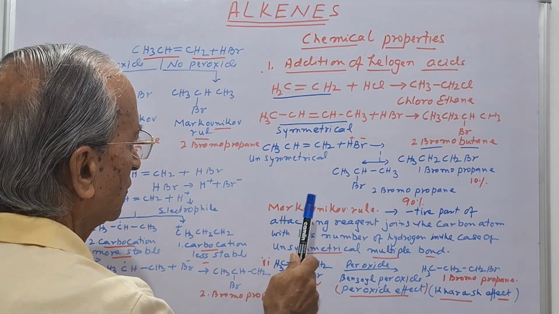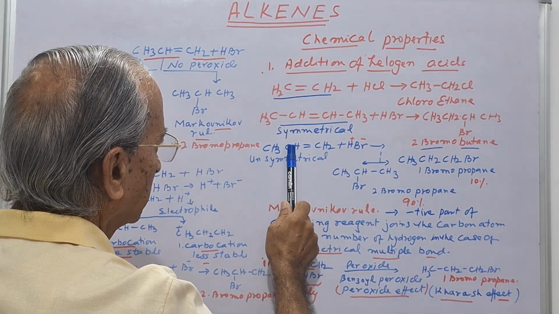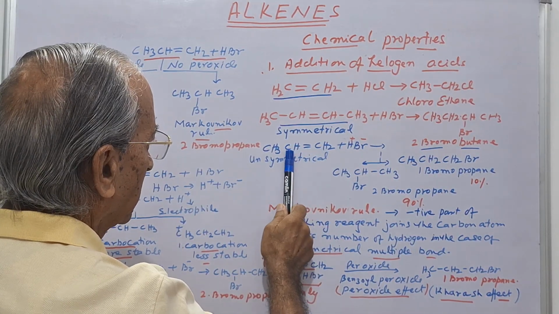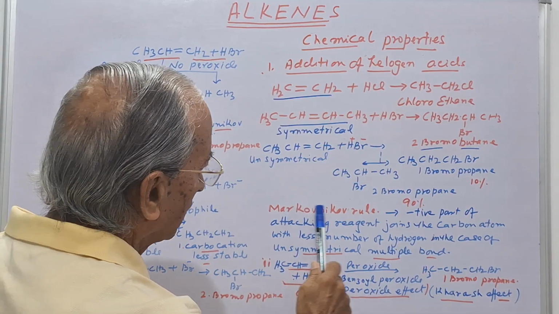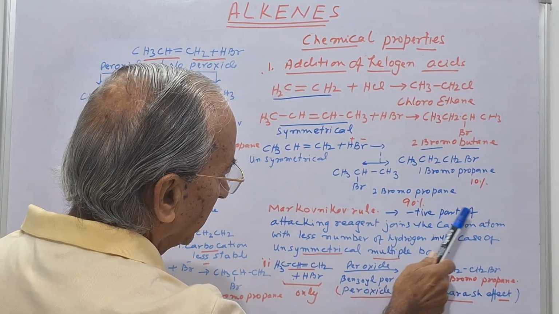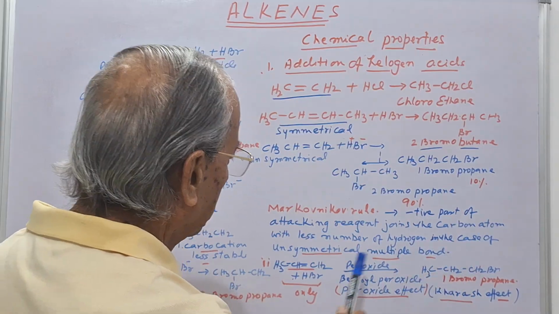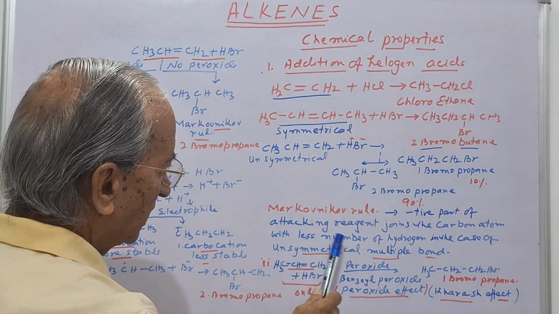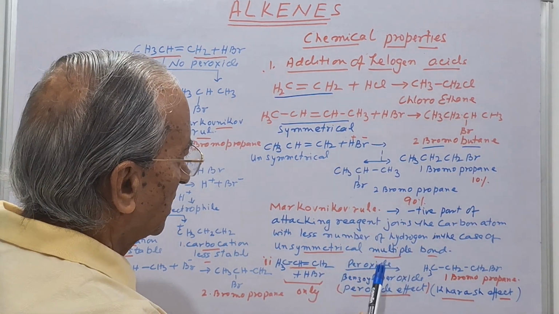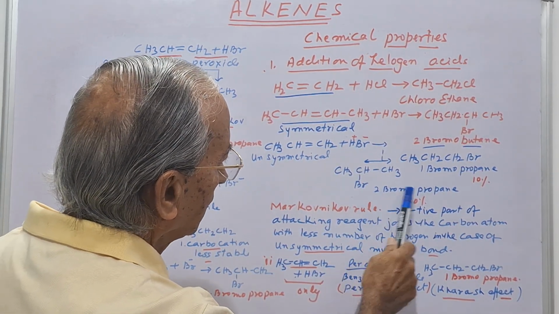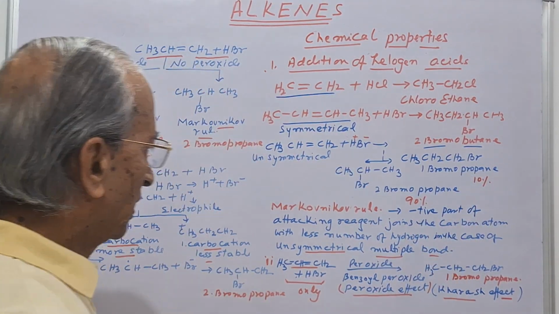Now in this case you see in propylene CH3-CH=CH2, carbon atom number 2 has fewer hydrogen atoms. So as per the Markovnikov rule, the negative part of the attacking reagent joins the carbon atom with less number of hydrogen atoms. So the major product as per this law will be 2-bromopropane and the minor is 1-bromopropane.